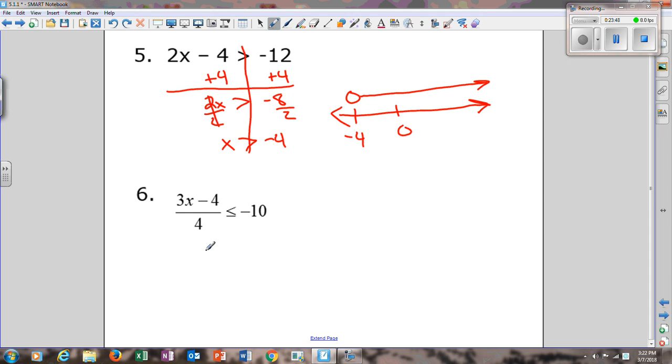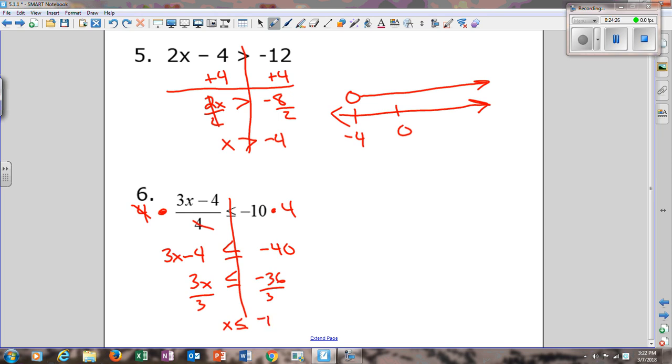Number 6. Multiply by 4 first, because this is all being divided by 4. Those cancel. Get 3x minus 4 is less than or equal to negative 40. Add 4 to both sides. You get 3x is less than or equal to negative 36. Divide by 3. Get x is less than or equal to negative 12.